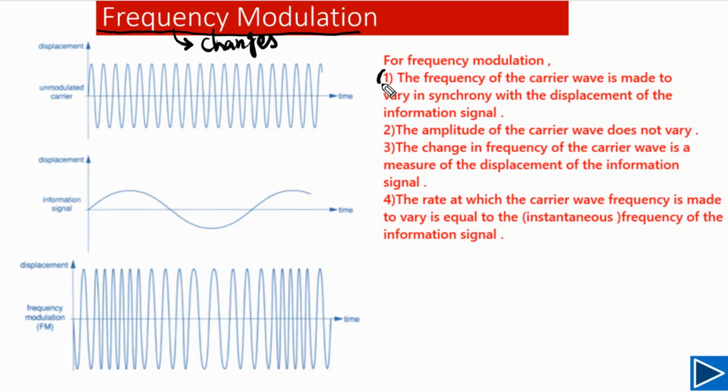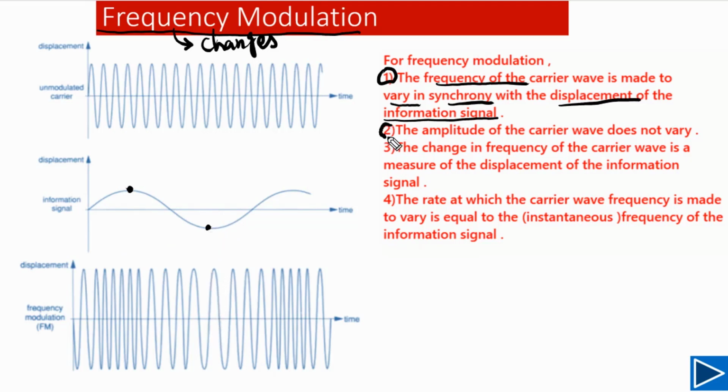Now, the first point simply telling us frequency of the carrier wave is made to vary in synchrony with the displacement of the information signal. So in this case, we can see here when this displacement is positive, the frequency is increasing. When this displacement is negative, frequency is decreasing.